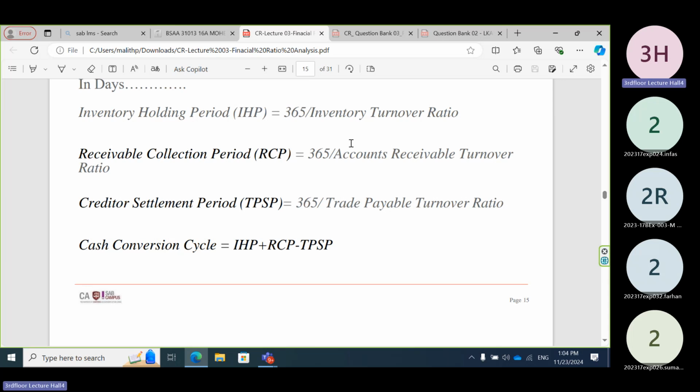And the creditor turnover, debtor turnover, and inventory turnover. We want inventory turnover and debtor turnover to have a higher value. Creditor turnover, we want to have a lesser value. Right. So that logic will impact the cash cycle.